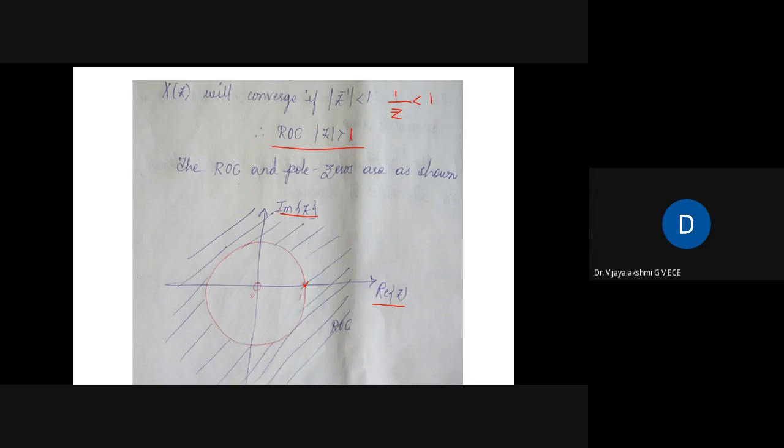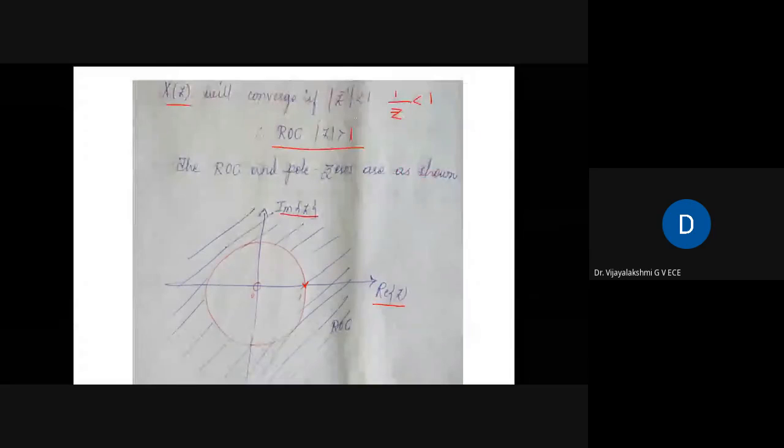And as per our convergence, what is the ROC? This summation x of z will converge to 1 divided by 1 minus z inverse, provided the magnitude of z inverse is less than 1, or the magnitude of z is greater than 1. That means for all the values of z which are outside the circle of radius 1, your summation x of z will converge. So this is the ROC. The region outside this circle is your ROC because the magnitude of z is greater than 1.